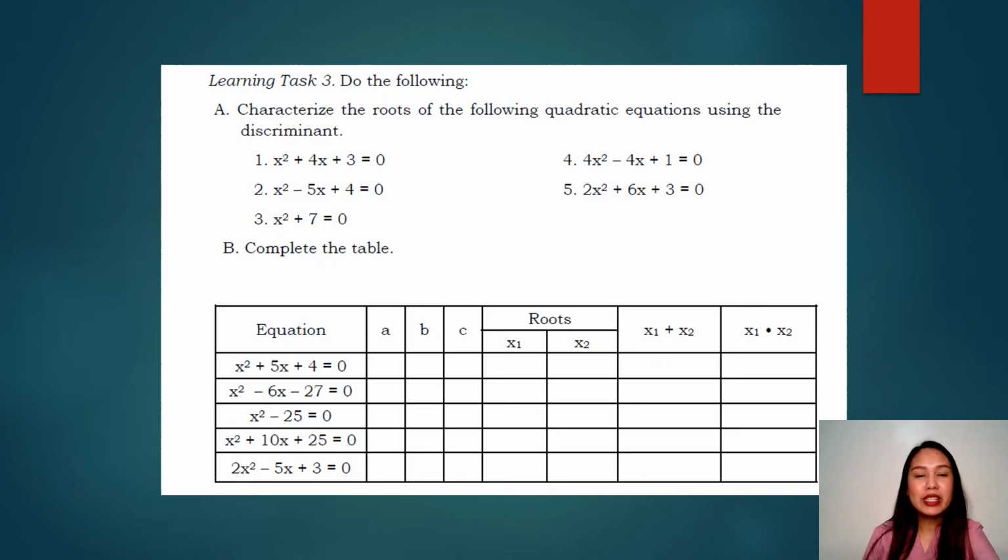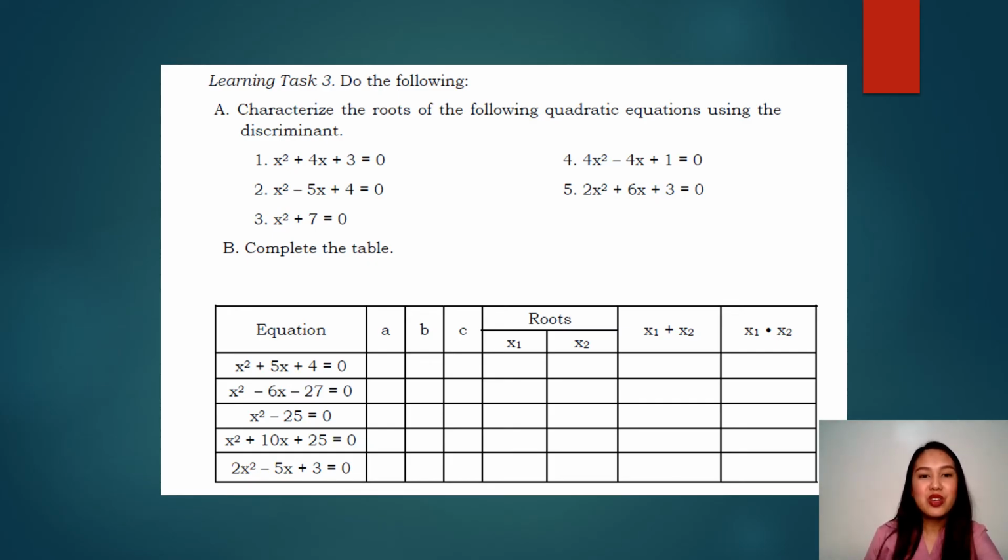For learning task 3, letter A, characterize the roots of the following quadratic equations using the discriminant. You have to copy and answer these 5 items. Compute for the discriminant and give the nature of the roots, just like before. It's no longer in a table. Write your complete solution, copy, and answer.